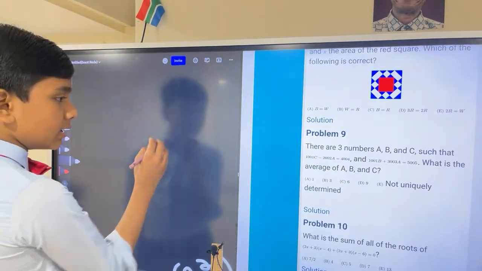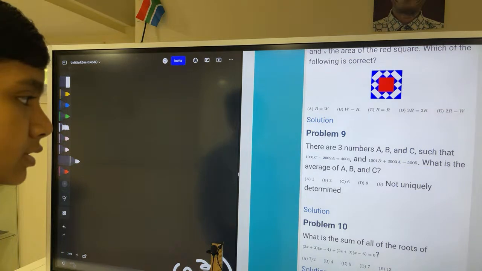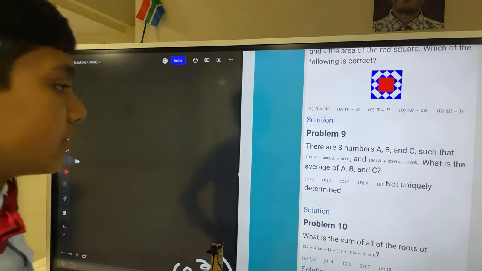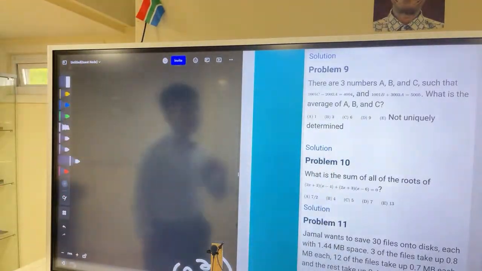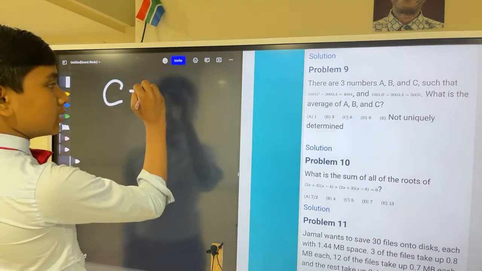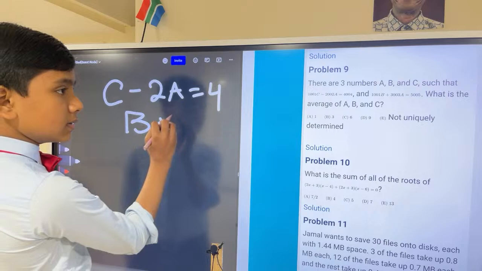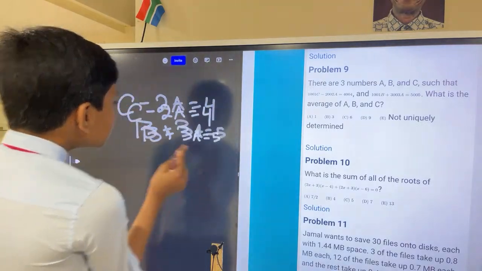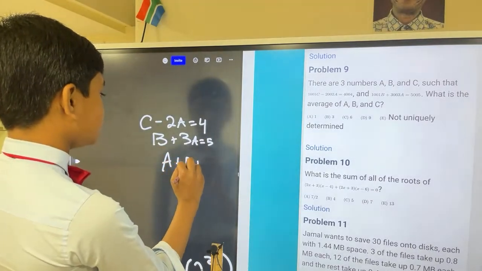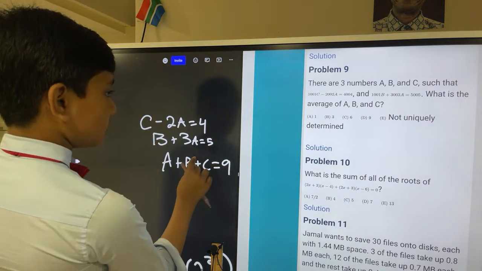So we can just say that there were 3 numbers A, B, and C such that 1001C minus 2002A is 4004, and 1001B plus 3003A is 5005. What is the average of A, B, and C? Now, the equations have a lot of fluff. Once you divide them by 1000, they show their true colors clearly. And we know B plus 3A is 5. So, first of all, that means A plus B plus C, which is exactly what we need, is 9. Then determining the average of them is just B.